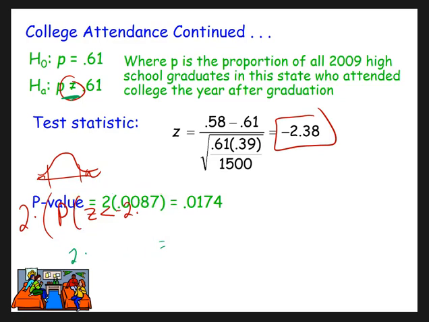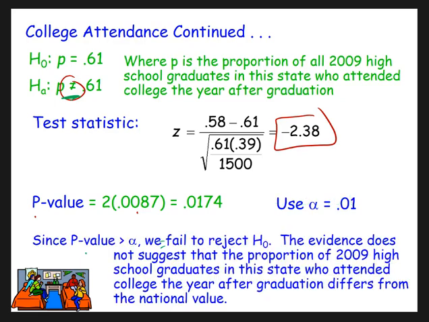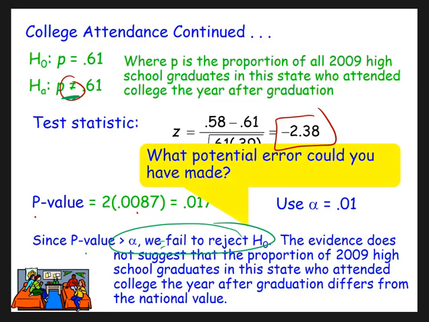0.0174. Now remember, we're always comparing that to alpha, and we had alpha of 0.01. Since that is not less than alpha, it's greater than alpha, we fail to reject H0. So there does not appear to be enough evidence to say that the proportion of high school students who graduated in that state and went on to a 2- or 4-year degree was significantly different from the national average. We failed to reject the null hypothesis, so the only type of error we could have made was a type 2. Remember, type 1 can only occur if we reject the null hypothesis.